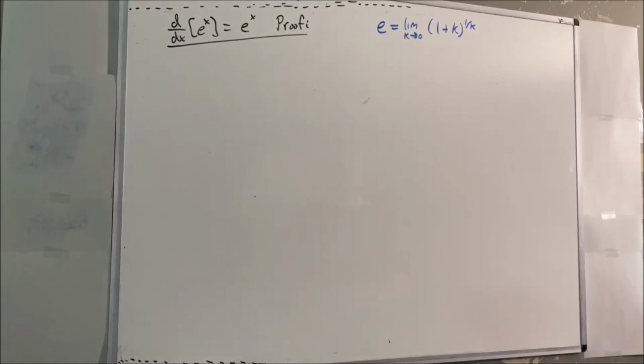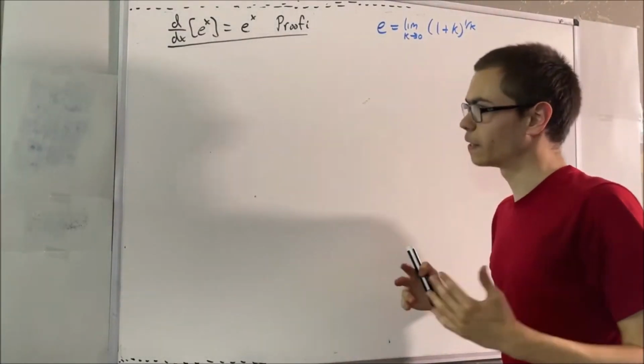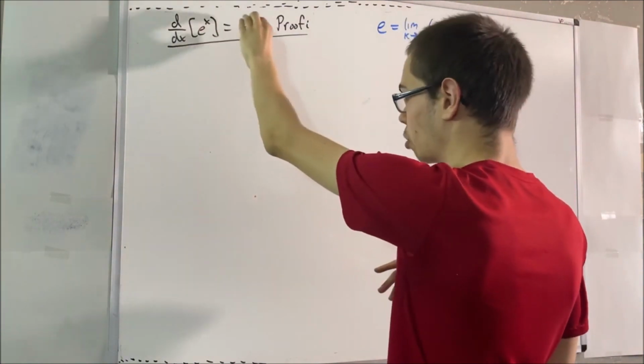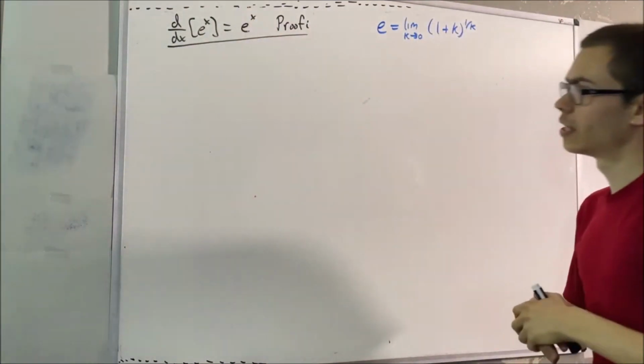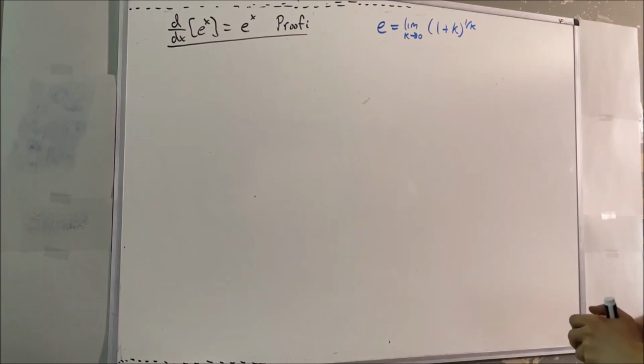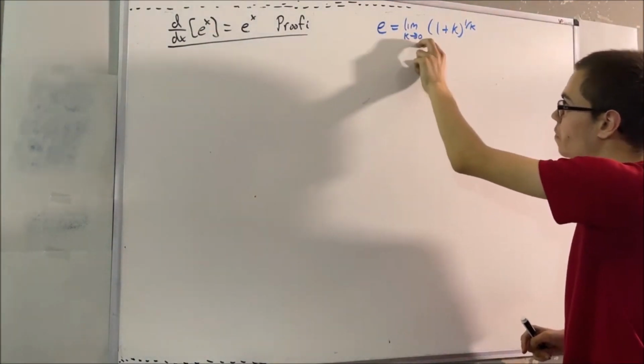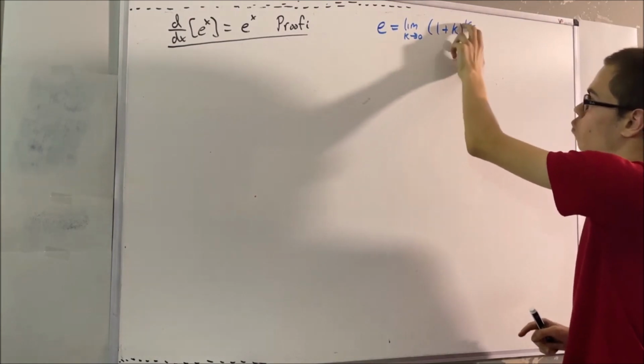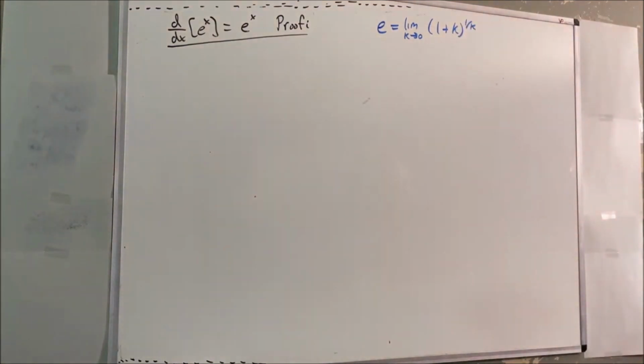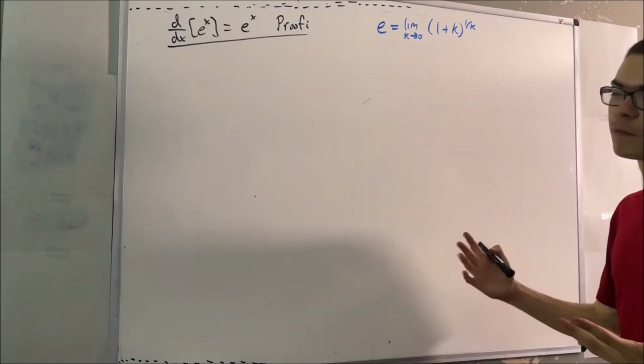All right, so in this video, we're going to prove that the derivative of e to the x is equal to e to the x. And we're going to prove this under the assumption that e is equal to the limit as k approaches 0 of (1 plus k) to the power of 1 over k. So then how do we actually start this proof?